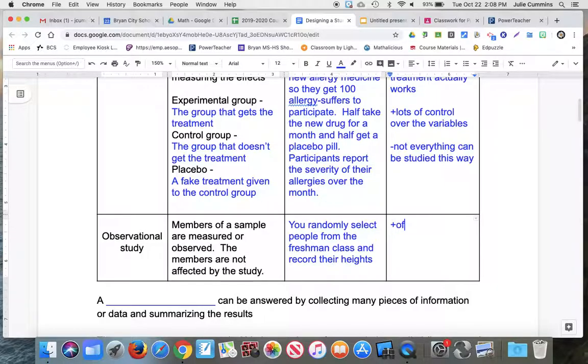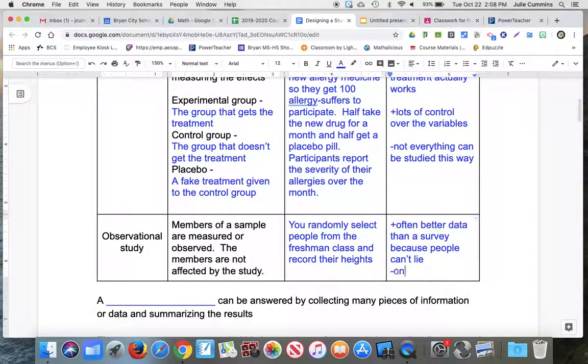The pro to this is often you get better data than a survey because people can't lie. For example, if you were to give a survey to the freshman class asking them how tall they are, you may not get accurate data from that. So that is a big advantage, is people aren't going to lie about it.